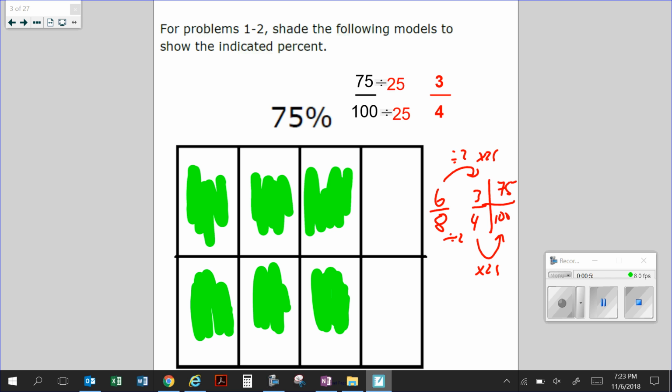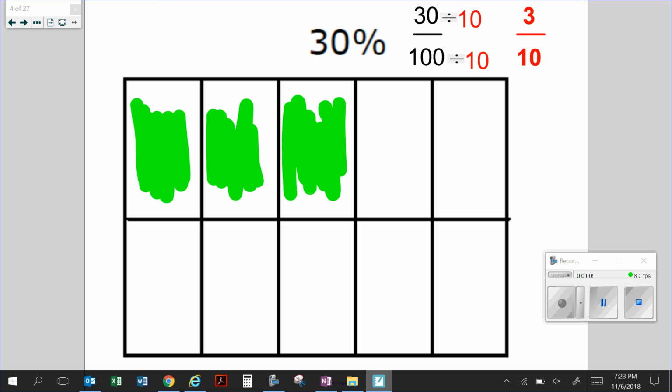Another way to see it is if you know 75% is 75/100 and you simplify it down to 3/4, so you shade in 3 of the 4 rows, 3 of the tiles on the first row, 3 tiles of the 4. Next one, 30%. Why did I shade in 3 out of 10?